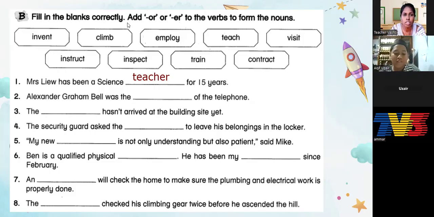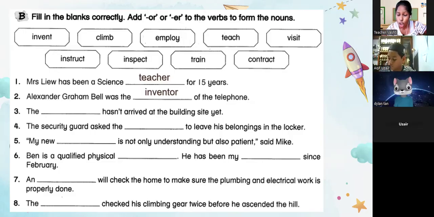Okay, let's discuss the answer for number 2. What is your answer for number 2? Alexander Graham Bell was the inventor. Okay, inventor. Make sure you add OR. Number 3, what is your answer? The contractor. Very good, contractor. Next one, number 4. Visitor. Number 4 is visitor. Very good, correct.